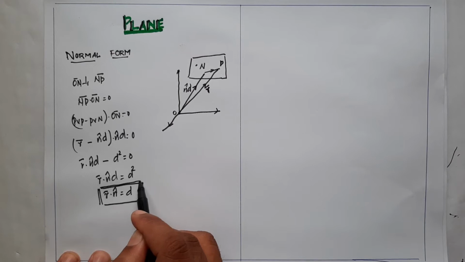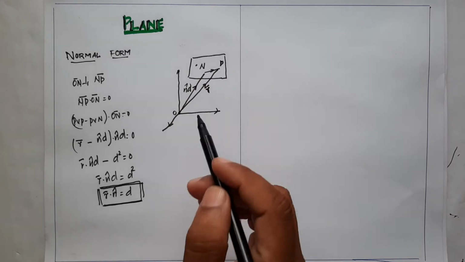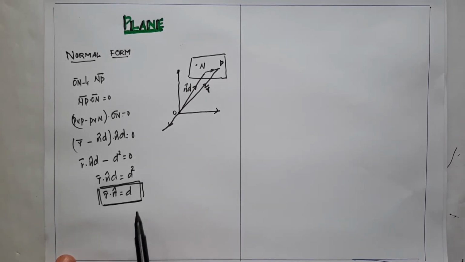R dot n cap is equal to d. Here the equation of the plane is formed using the equation of the plane normal to a unit vector and the distance from the origin to the plane given. If the unit vector normal to the plane and the distance from the origin to the plane are given, then the normal form of the vector equation is R dot n cap is equal to d.